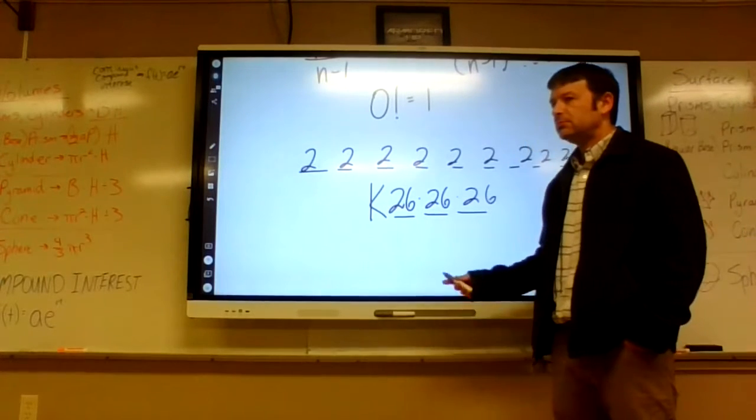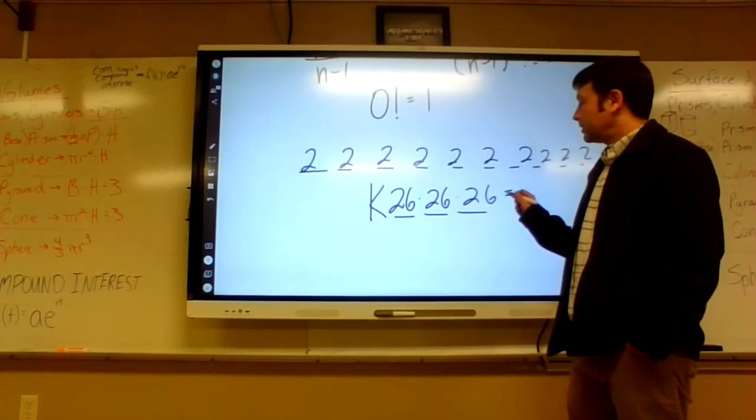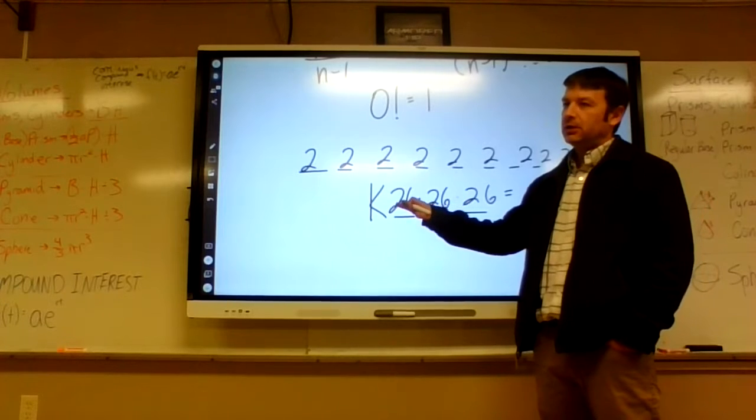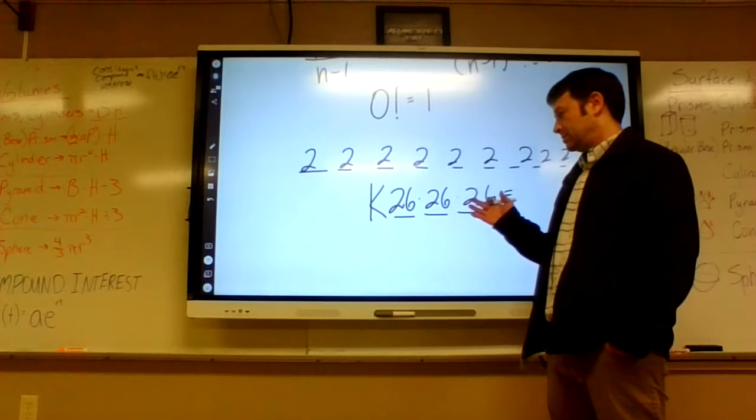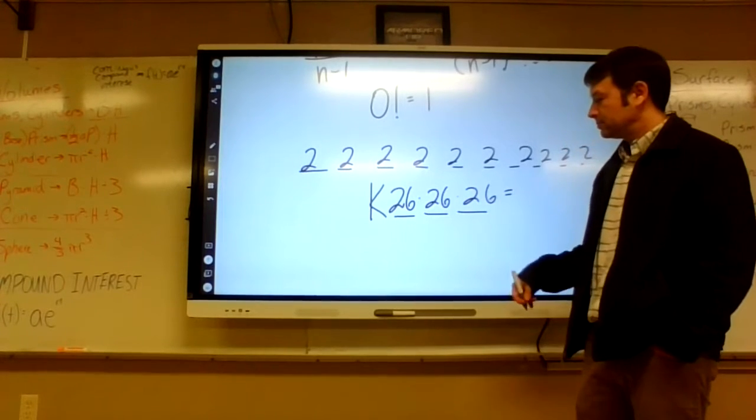Wait, so how do we answer the question? 17,576. For each spot, there's 26 possibilities. 26 cubed, yeah.